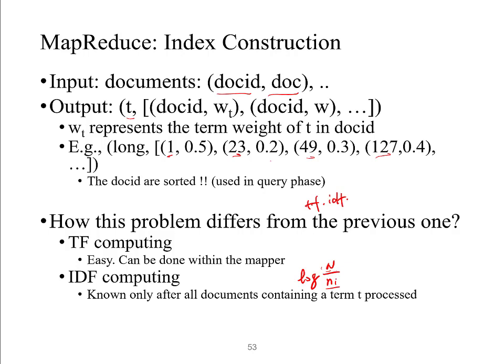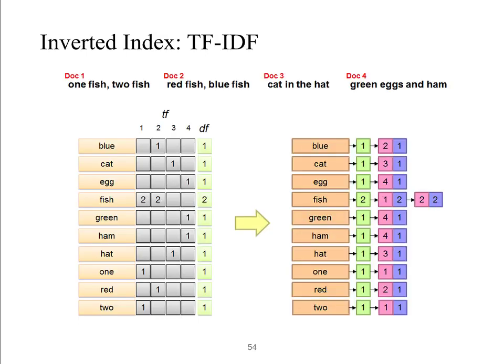So again, let's look at an example of the inverted index with a TF-IDF weight first, and then let's discuss how to use MapReduce to construct the inverted index. All right, so again, these are the documents.